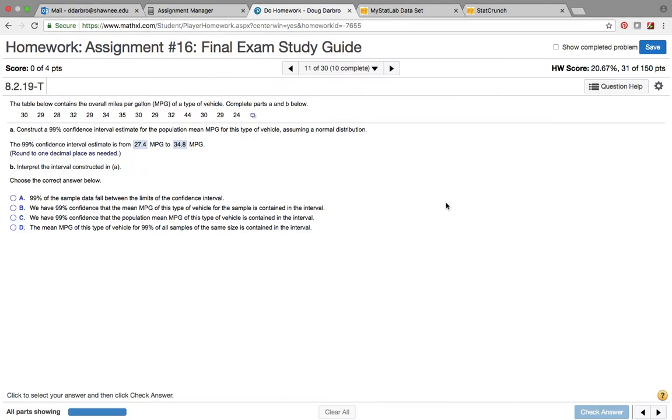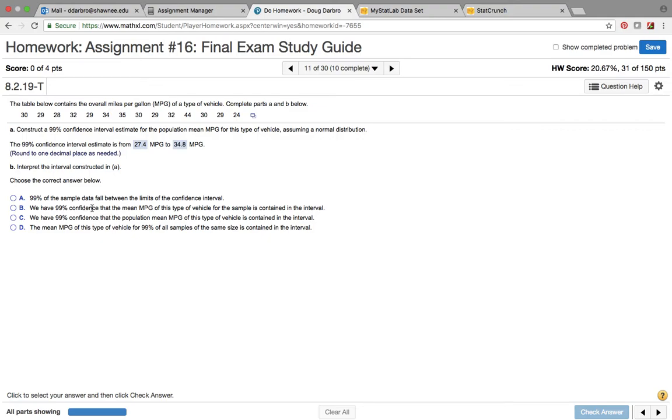So choose the correct one. 99% of the sample data falls in the limits. Well, that's goofy because this is an estimate. We are 99% confident that the mean miles per gallon is contained in the interval, that the population mean is contained. Now let's go through this. A is just wrong: 99% of the sample data. That makes no sense whatsoever.